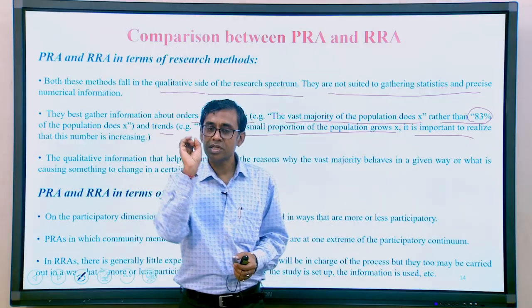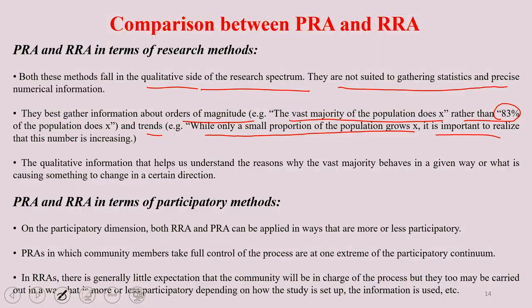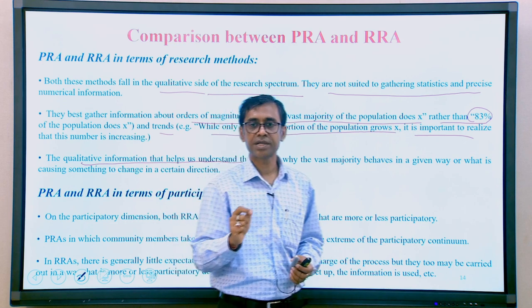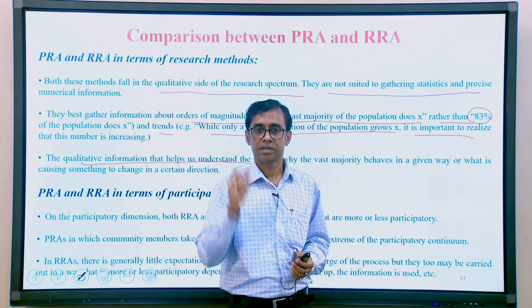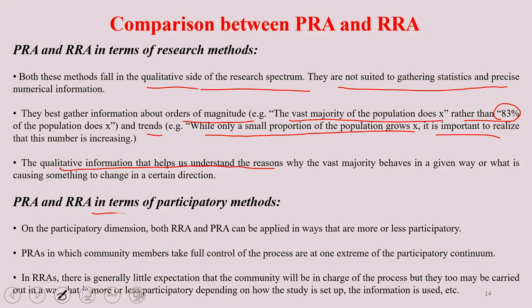So, in a sense, instead of giving very clear-cut data in case of these exercises, you will come out with relatively qualitative information. Qualitative information that helps us understand the reasons why the vast majority of people in a community are actually doing something instead of doing the other thing. So, their choice or their decision on certain aspects, why they have taken that decision, this exercise will help us to know.